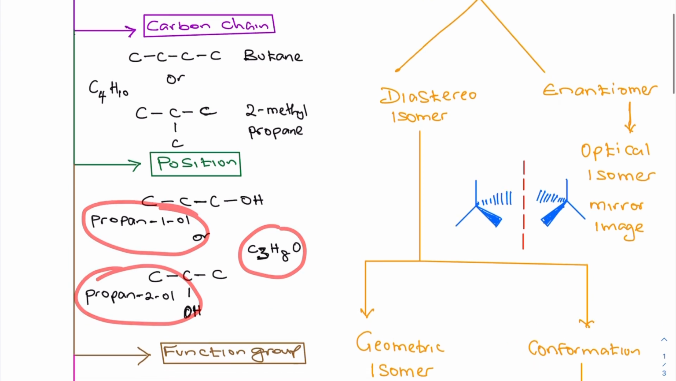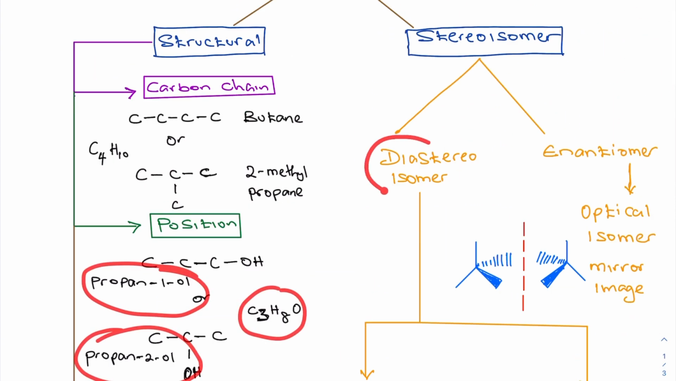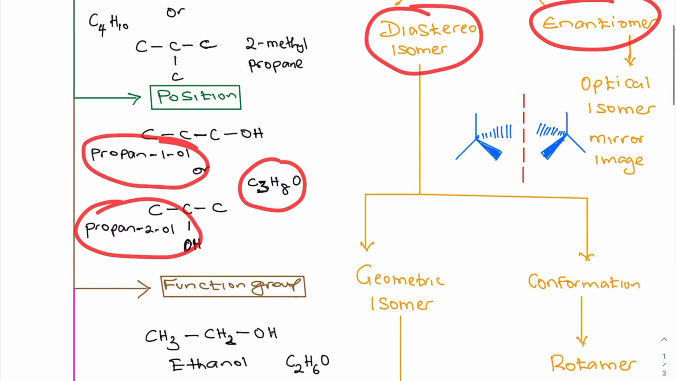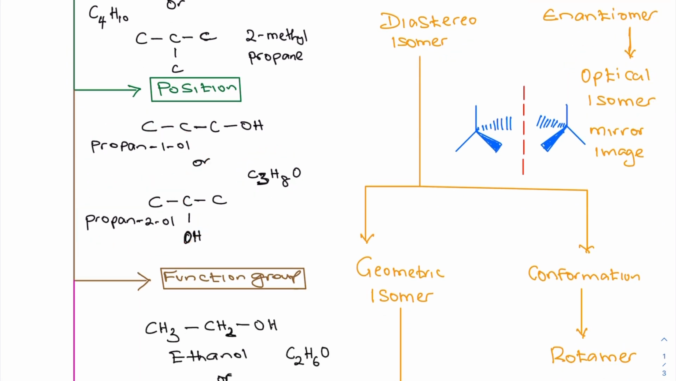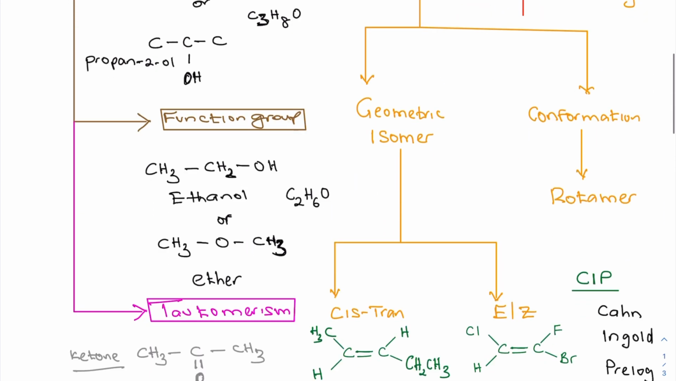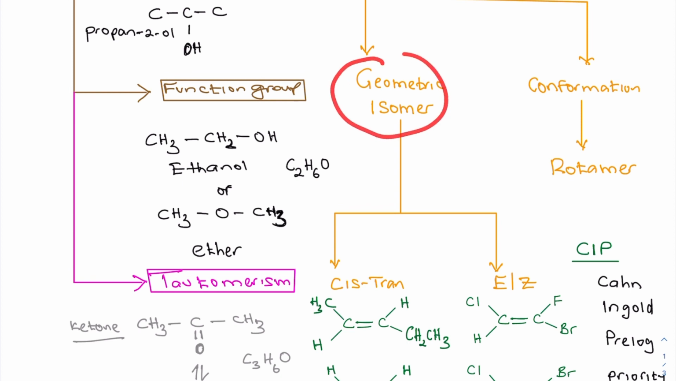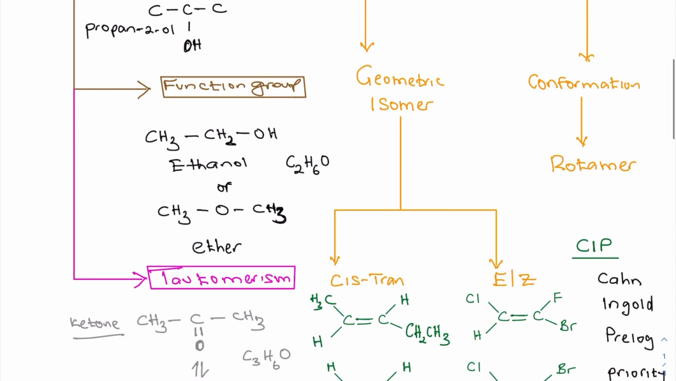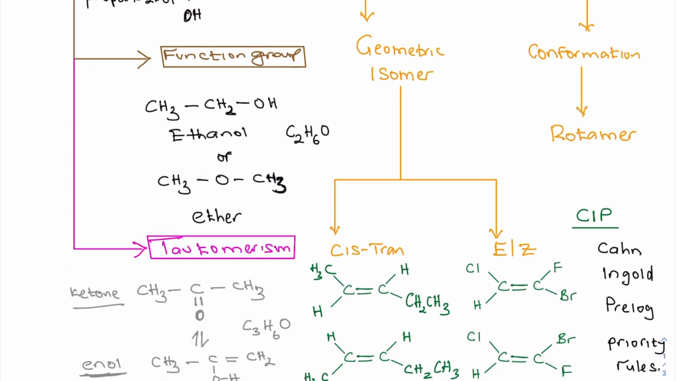Under stereoisomers, we have diastereoisomers and enantiomers. Enantiomers are optical isomers which have mirror images. Here's a structure with its mirror image. Same molecular formula, same structural formula, but different spatial arrangement. The diastereoisomers have 2 different types: geometric isomers and conformational isomers, which are rotamer isomers. They are like a boat shape or chair shape isomer.